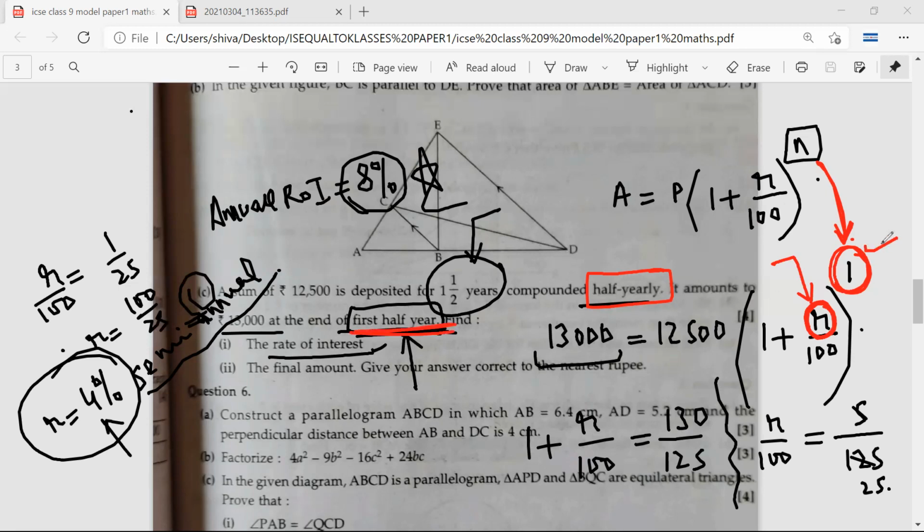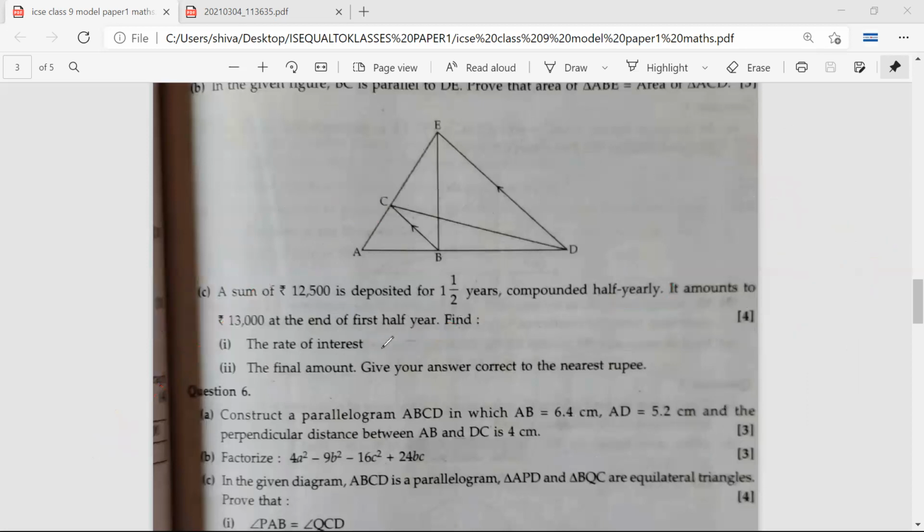So this is 1. Now the rate of interest that we get would be for 6 months only. So that is why this is the semi-annual rate of interest. And for getting an annual rate of interest, I'll have to multiply this by 2 and this will be 8%. Any doubt? No, sir. So my rate of interest is 8% per annum.